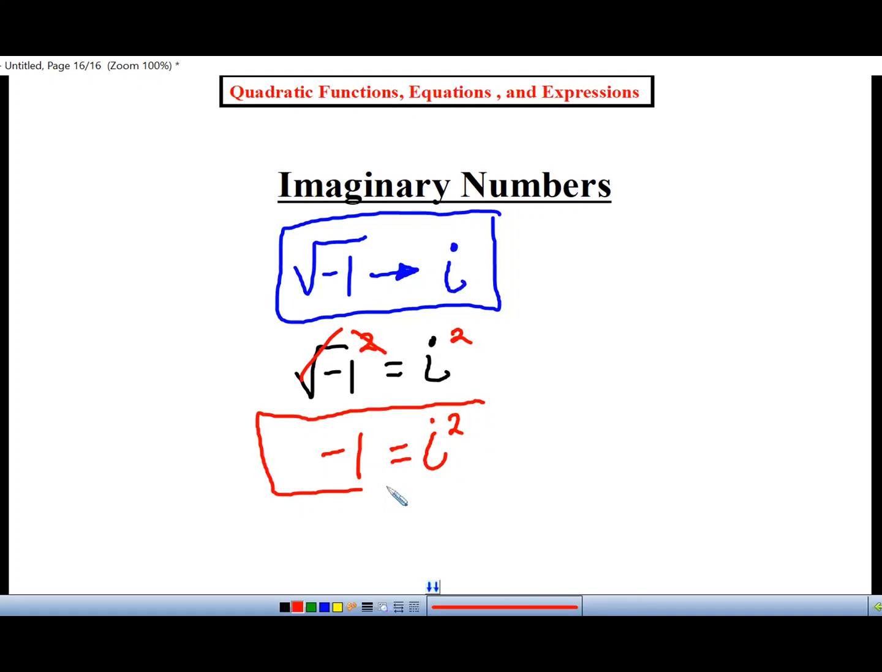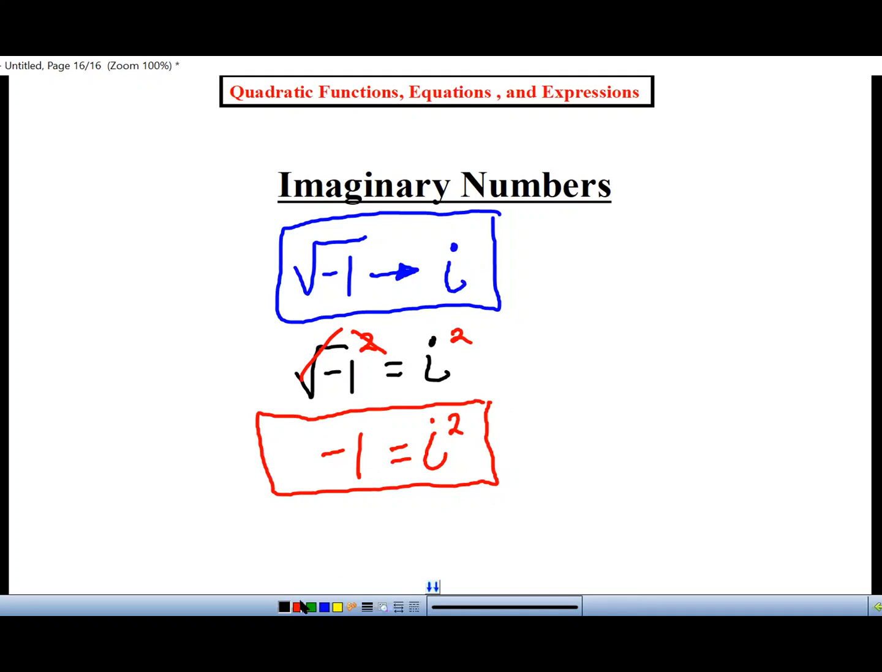Copy this down in red. That's another fact that we need to know and we're going to be using. Now, these two are going to be used a lot from this point forward, so make sure you keep those in mind. The square root of -1 is i, and -1 is i squared.